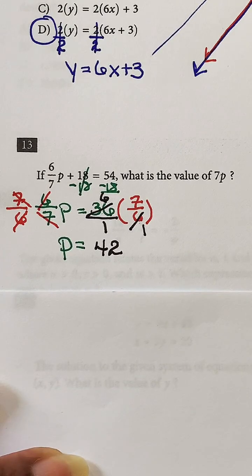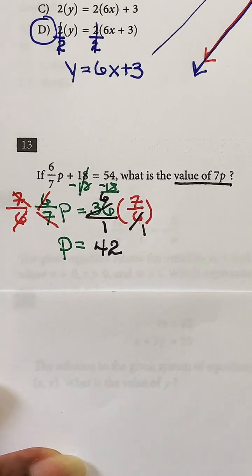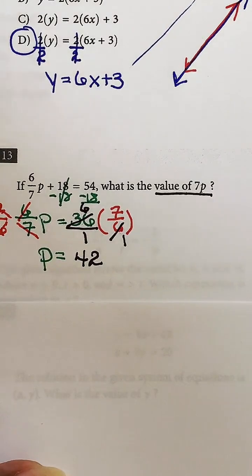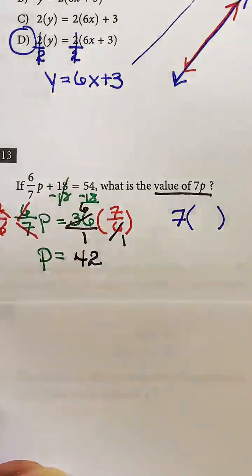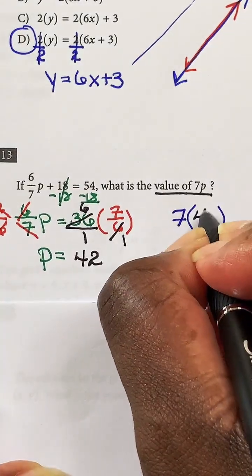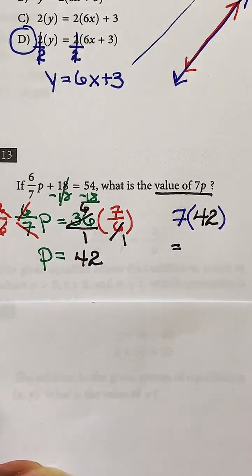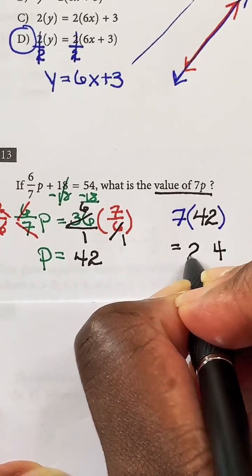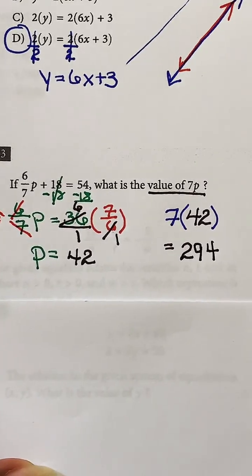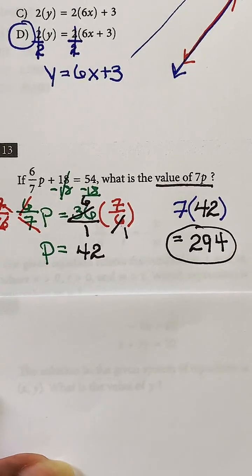But we are not done, because we want to know the value of 7P. So 7P means 7 times P. So that means we got 7 times our P, which we found is 42. So now 7 times that 42 gives us 14 carried to 1, 28, and this gives me 29. So 294.